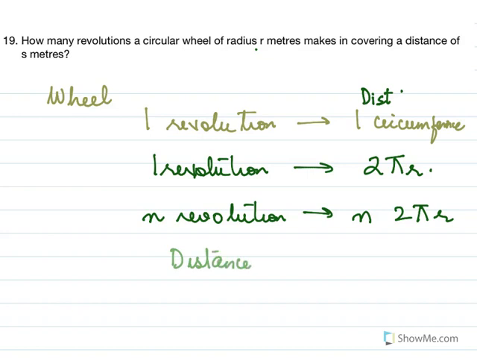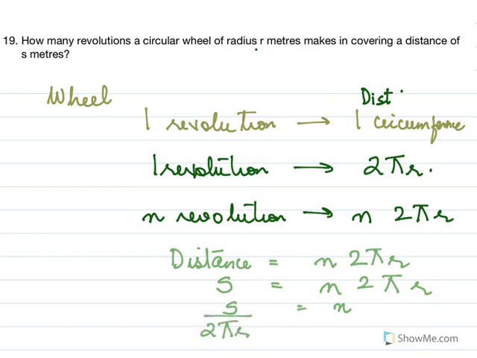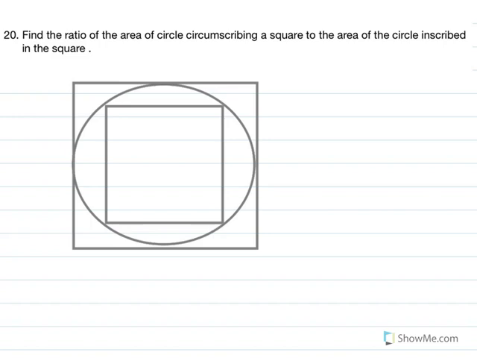So we can have the formula: distance covered equals n, the number of revolutions, into circumference. This is the circumference, this is the number of revolutions. So distance is circumference into number of revolutions. Now in this case the distance is given as s, so we have n 2 pi r, and we need to find n. So n will be equal to s over 2 pi r.